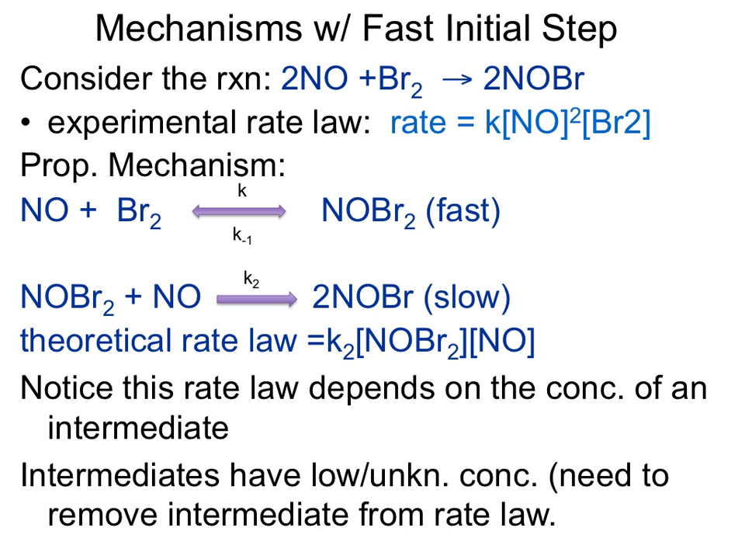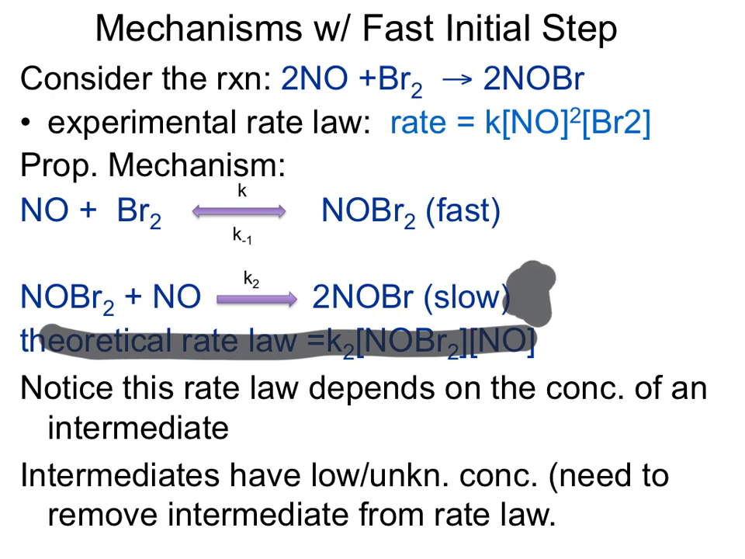Okay, so now we need to check and obviously see if the slow step mechanism actually supports the experimental rate law. So what we would do is we would write the theoretical rate law based on this slow step. Okay, and you can see that that is provided right here. Okay, so we have our theoretical rate law based on our slow step. Now, obviously, we know that this does not match what we have as our rate law up here.